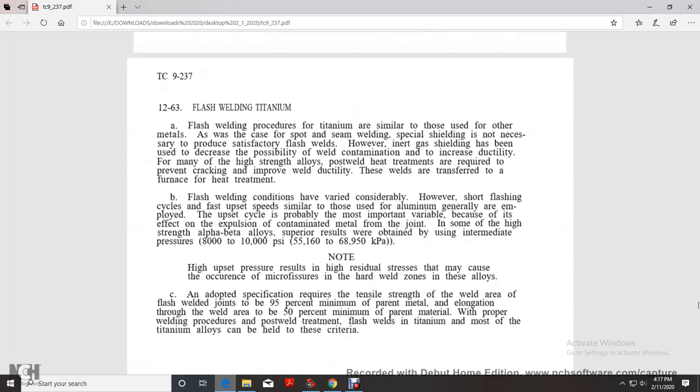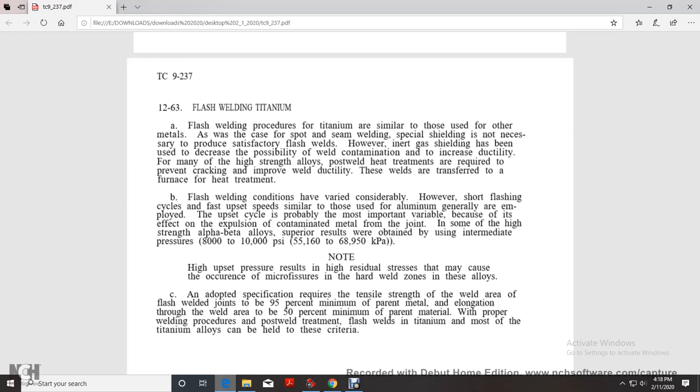Next, flash welding. Titanium flash welding procedure is similar to that of other metals in the case of spot and seam welding. Special shielding is not necessary to produce satisfactory flash welds. However, inert gas shielding has been used to reduce the possibility of contamination and increase ductility. For many of the high strength alloys, post-weld heat treatments are required to prevent cracking and improve the weld ductility.